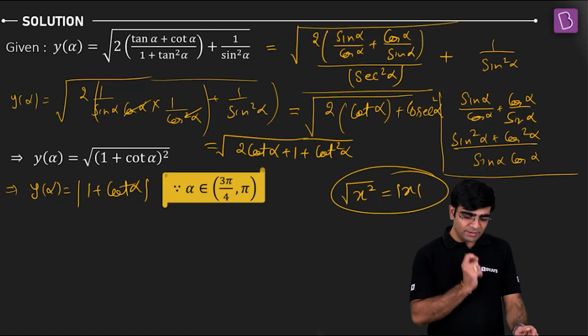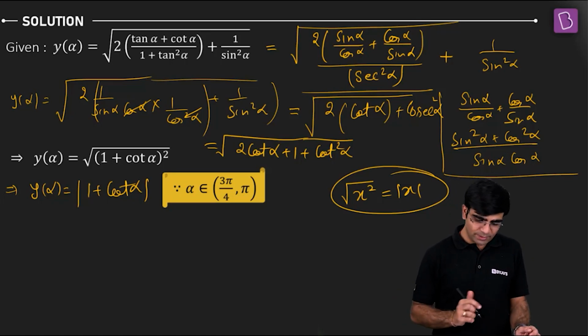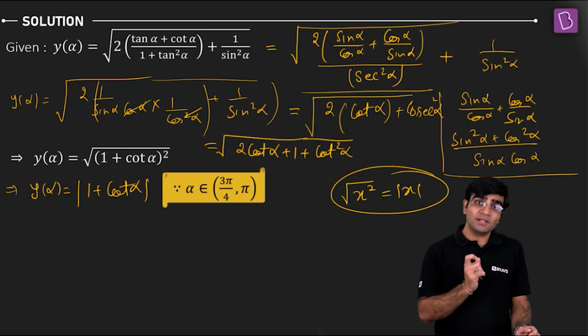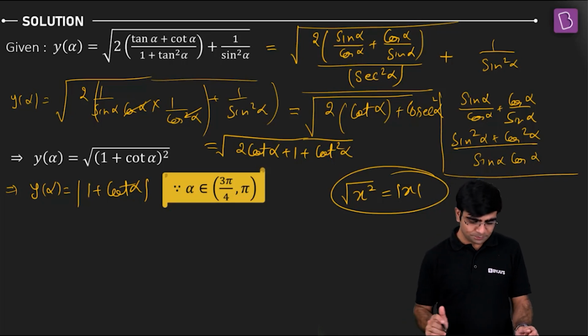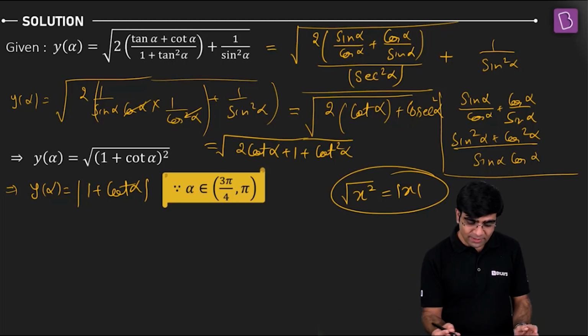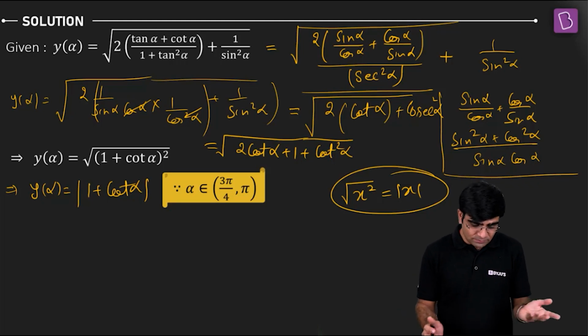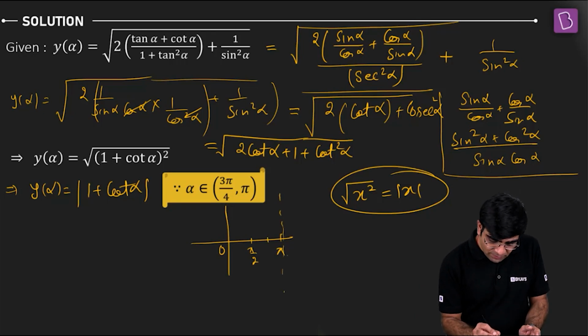Right? Now please look carefully. Alpha goes from 3 pi by 4 to pi. Okay. So cot alpha, rather 1 plus cot alpha, I have to check whether it's a positive value or a negative value. I know that in the second quadrant, cot is negative for sure. Okay. So let's quickly see the graph of cot alpha, precisely from pi by 2 to pi. I know that at pi we have an asymptote. And at 3 pi by 4, the value is -1.